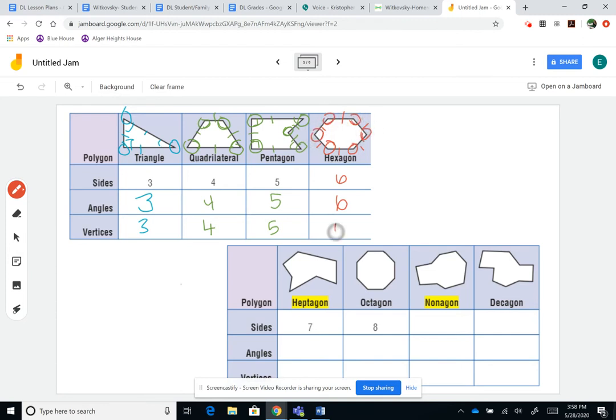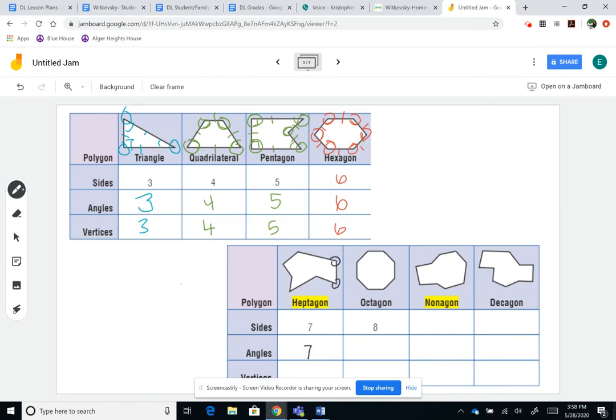All right, hopefully you're catching on to this. I'm not going to circle each one this time. If you have a question about any of them, feel free to ask. I am going to circle the vertices, but I'm not going to do all the other ones. So how many sides does a heptagon have? A heptagon has 7 sides. How many angles does it have? 7. And it has 7 vertices.